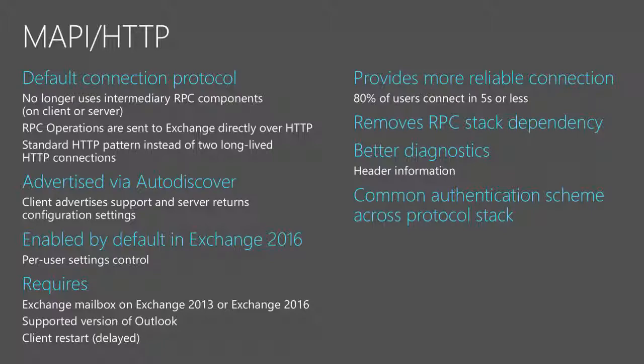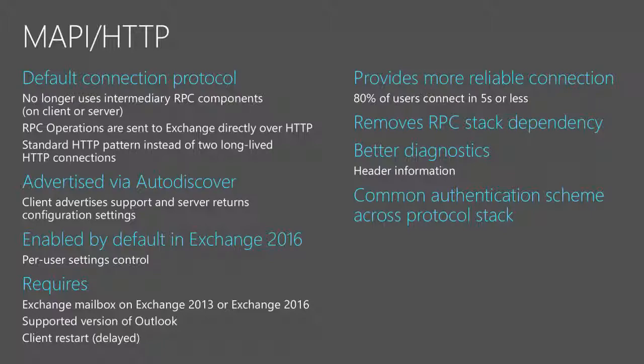It is advertised via Autodiscover. The client, when it does its Autodiscover request, advertises to the server that it supports MAPI over HTTP, and then the server sends down the appropriate configuration information. At that point, Outlook will switch from presumably using Outlook Anywhere to MAPI over HTTP after the next restart. We decided not to force the issue. Once Outlook gets the settings, it's going to change on its next restart. Why does it matter when that happens? It could happen later that day, a week later, a month later.